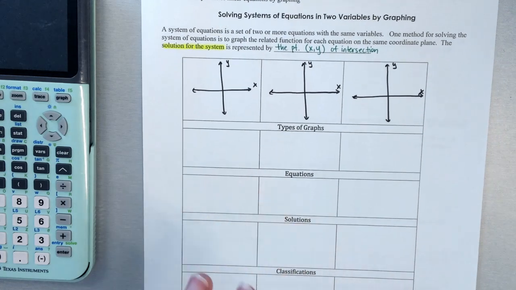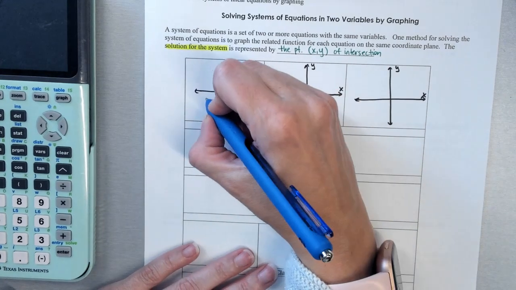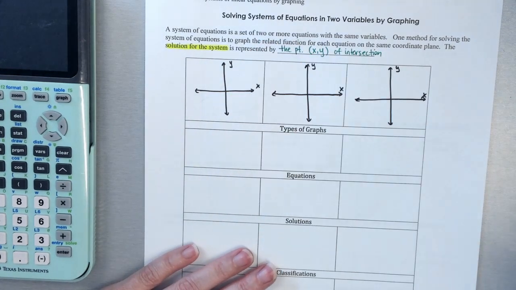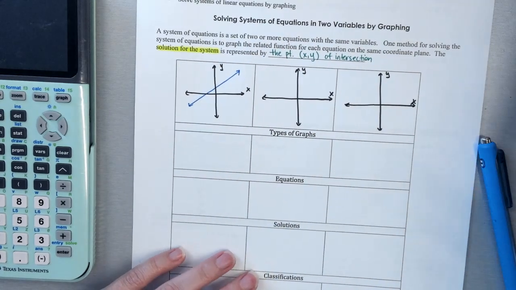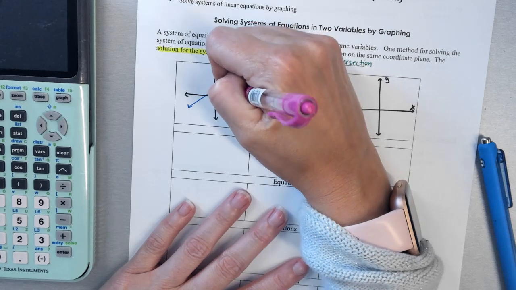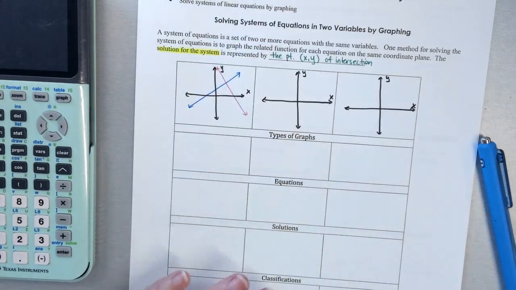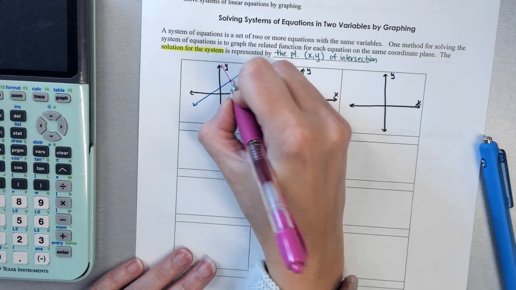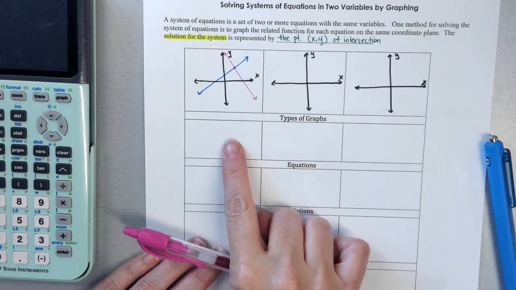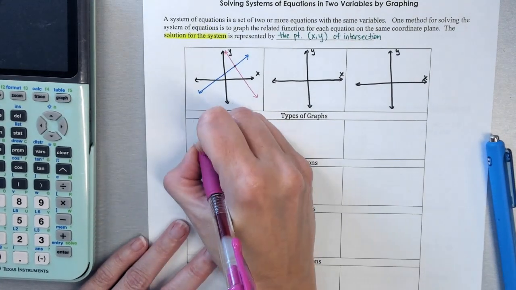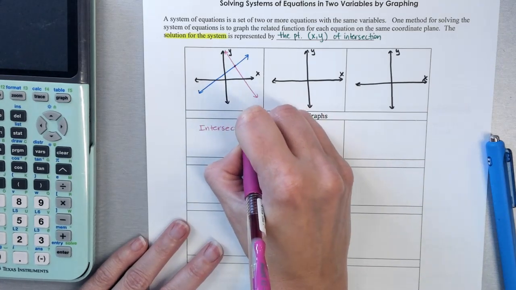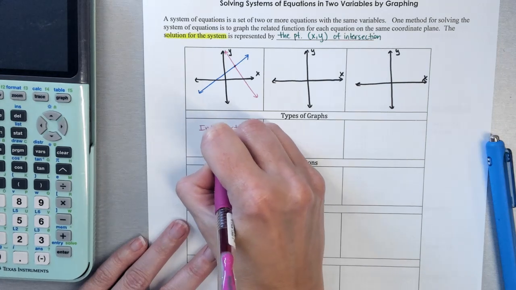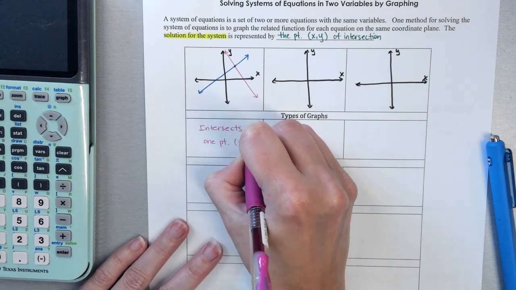Okay, so the first situation you can have is you can have two lines that intersect each other. I'm going to color code them. Okay, so they're going to intersect in one point here. So this is the type of graph that intersects at one point, (x, y).